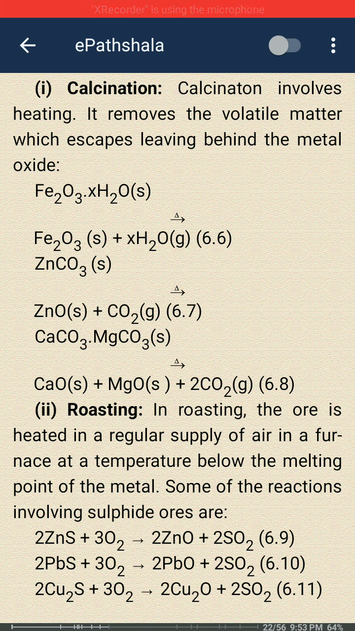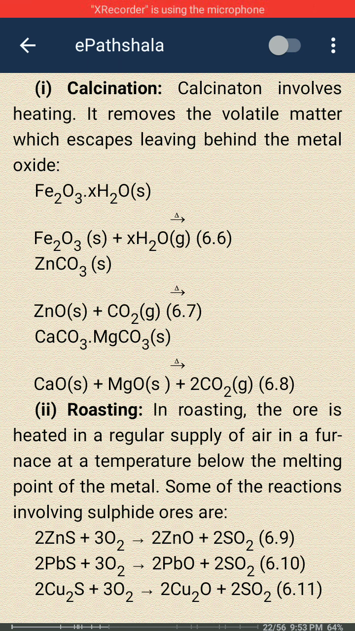And also sulfide ores are converted to oxide by this method. So roasting takes place in the presence of a supply of air at a particular temperature below the melting point of the metal. So here sulfide ores are converted to their corresponding metal oxides by the supply of air at a particular temperature.